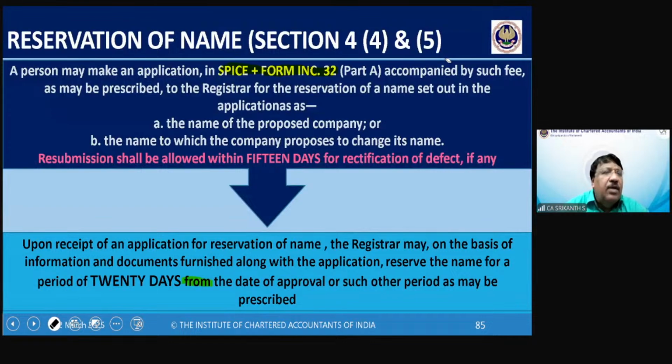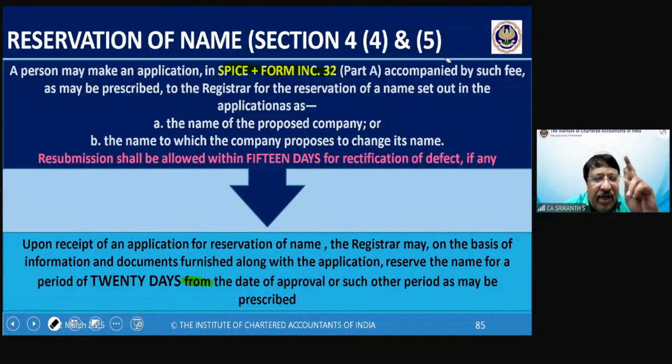So first, as you rightly know, you have to make an application in SPICE form INC 32, Part A. Now, you might ask me, what is this Part A? As I told you, SPICE is a combined form for both name search, availability, allotment, and also incorporation. So first you go for Part A, right? And get the name. Then you upload Part B, which is for incorporation. Okay. So first you go for Part A, pay 1,000 rupees, and the name is allotted, 20 days it will be valid.